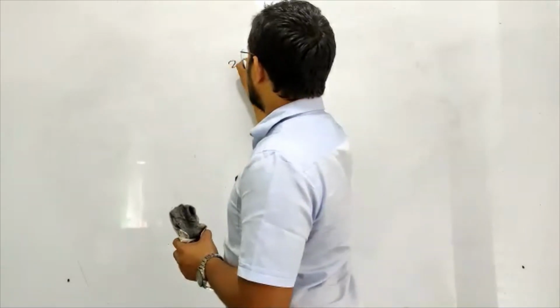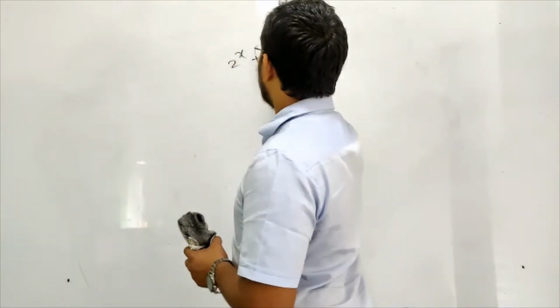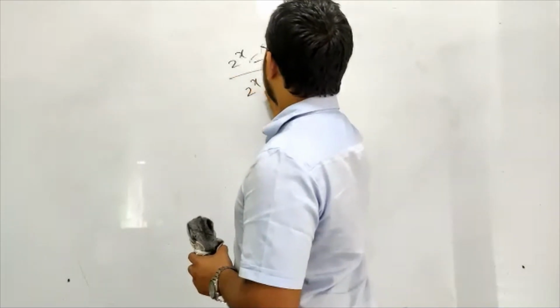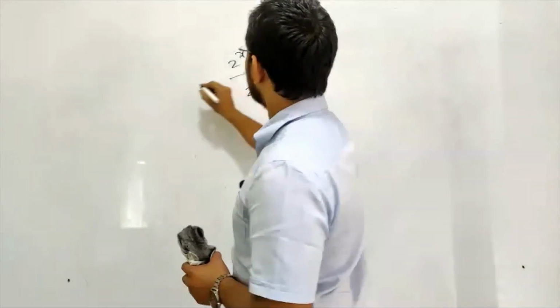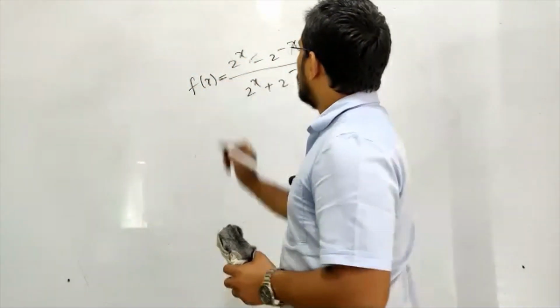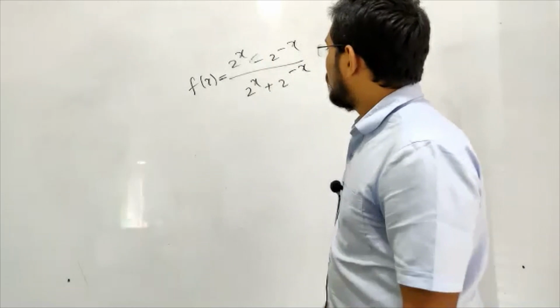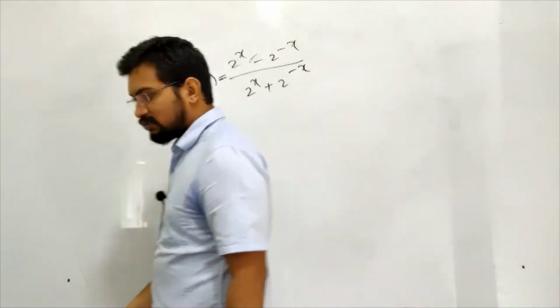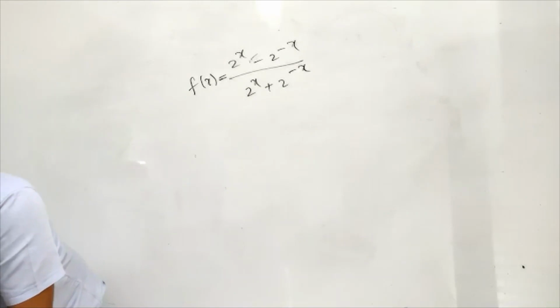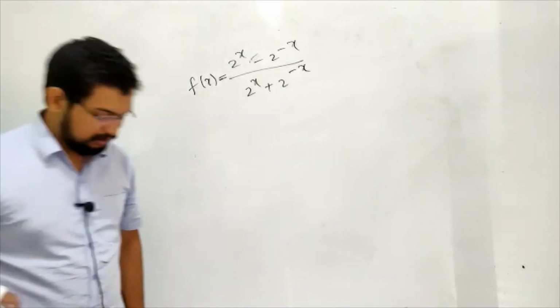Next, 2 power x minus 2 power minus x divided by 2 power x plus 2 power minus x. What is the domain of that one?